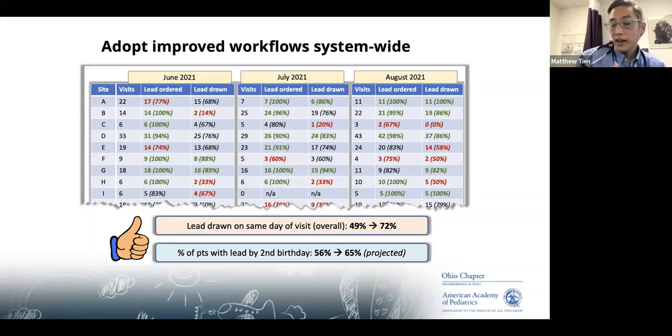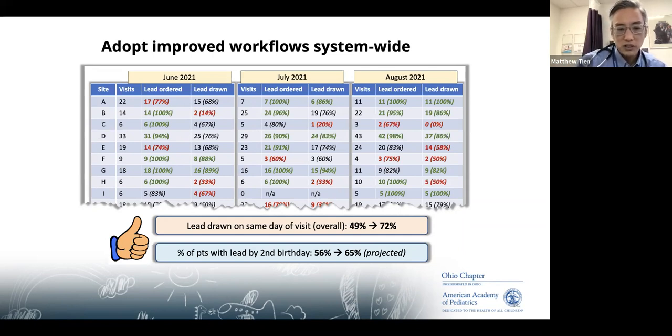In August, 11 out of 11 times it was ordered, and 11 out of 11 times it was drawn. We're still working on buy-in on some of our sites here, but the majority of our sites are now drawing the leads in the clinic. We still are trying to work on some sites, but having this report to show folks has been really helpful.